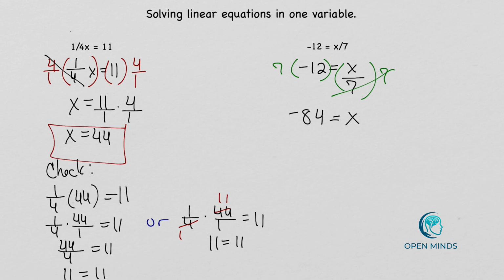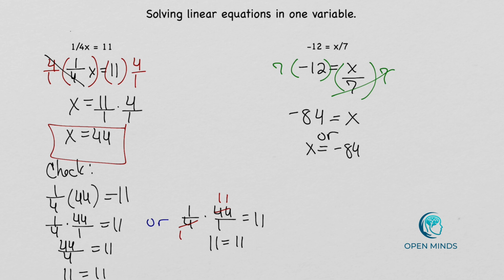Remember your multiplication rules with the signs. If they have opposite signs, your product will be negative. If they have the same sign, whether they're both positive or they're both negative, then your product will be positive. So make sure you remember your sign rules, and that also applies to division as well. So we'll get x equals -84, or if you're comfortable reading it with your variable on the left side, this is also fine.